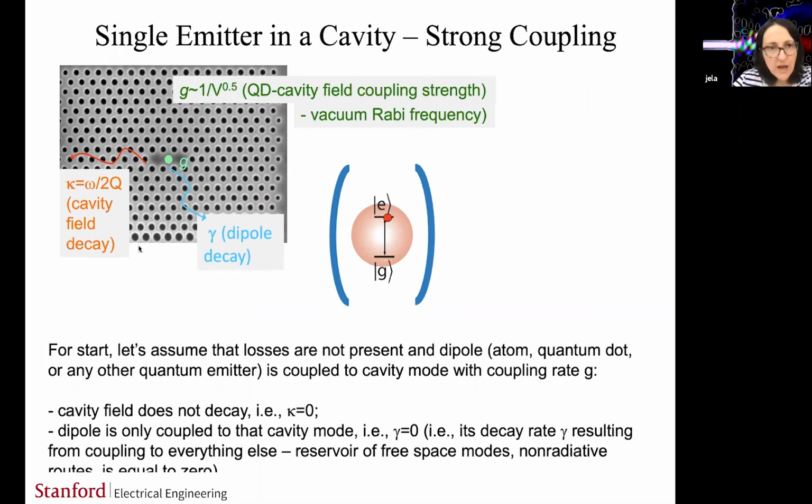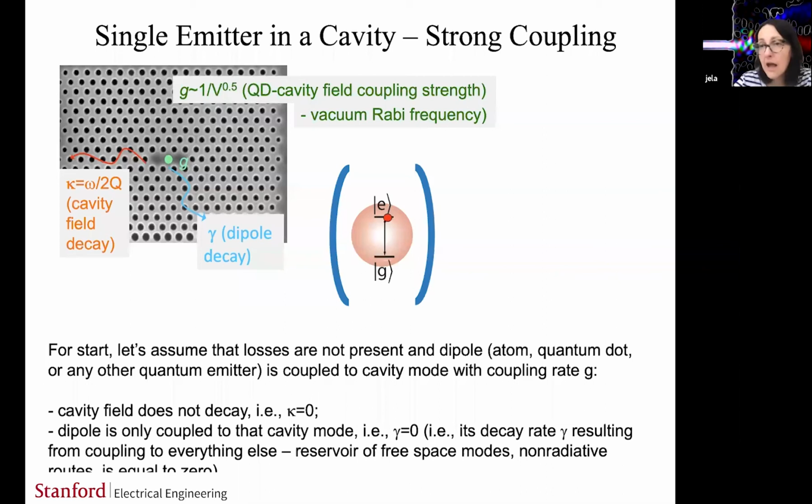Losses can always be grouped in two categories. One is the cavity field decay, so that's your omega over 2Q, or omega over Q if you are talking about the energy decay. This is telling you how fast you are losing a photon from the cavity. And the other is atomic dipole decay into everything other than the cavity mode.